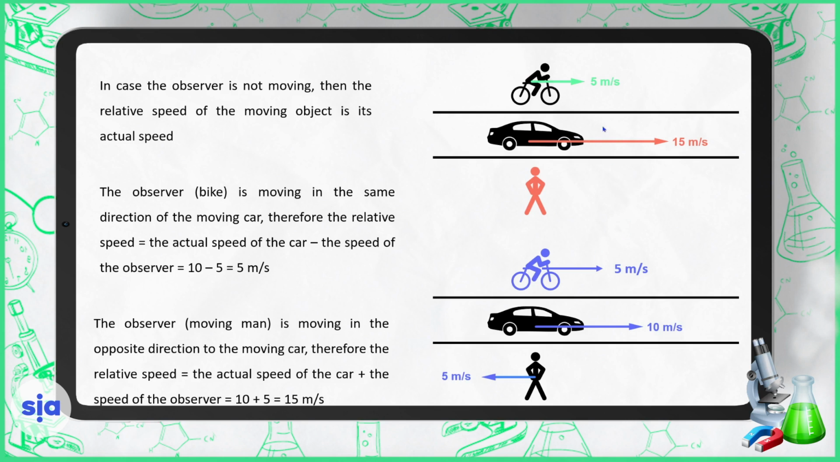So the relative speed differs. The difference is the observer. If the observer is stationary or not moving, then the actual speed is the relative speed. If the observer is moving, it depends on the direction of movement and the speed.